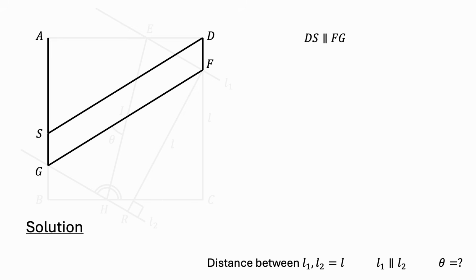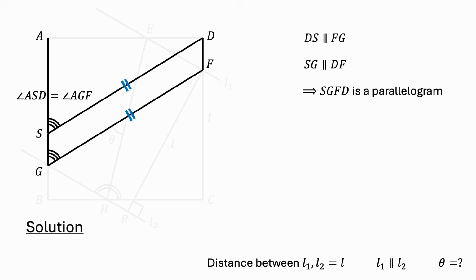Because DS is parallel to FG by construction, and SG is parallel to DF, since AB is parallel to DC, SGFD is a parallelogram. Opposite sides of a parallelogram are equal, so SD equals GF. Also, angle ASD and angle AGF are corresponding angles. Hence, angle ASD equals angle AGF.